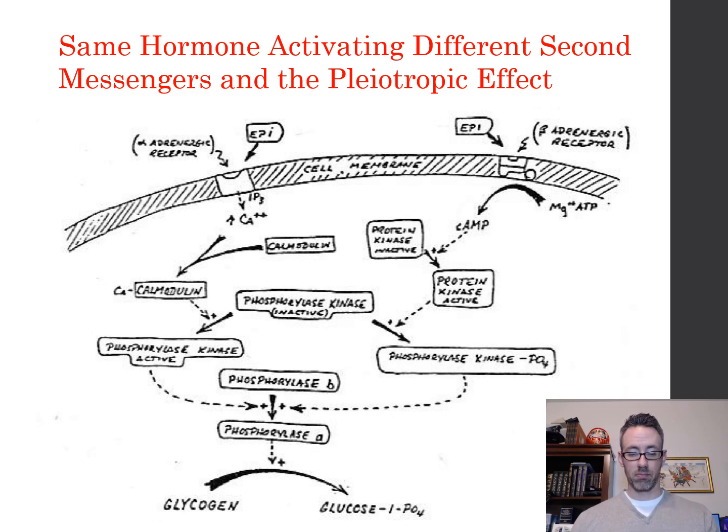It can also prevent glycogen breakdown, so it inhibits that. It can increase amino acid uptake and protein synthesis and inhibit protein breakdown. So these are all functions of insulin. It's having multiple effects, and so we would call that this pleiotropic effect. Insulin is a good example of that.